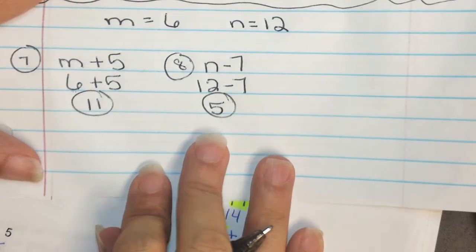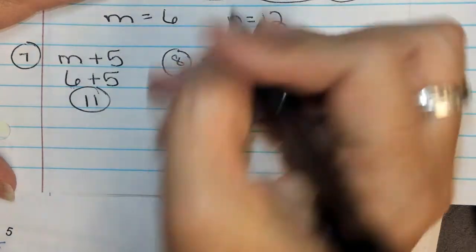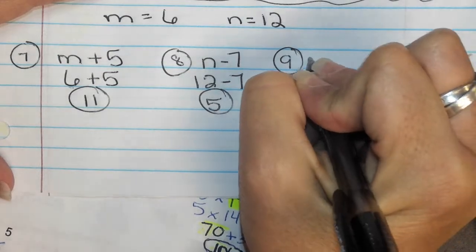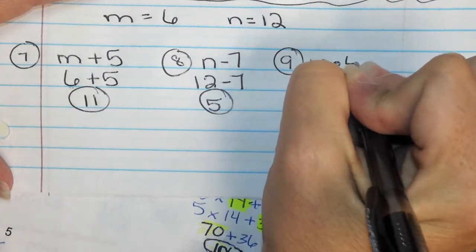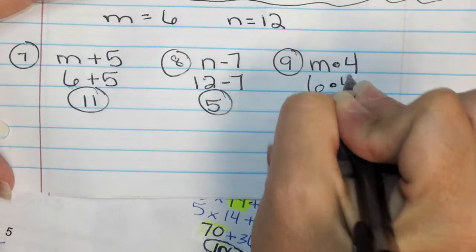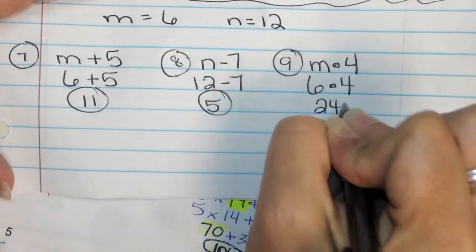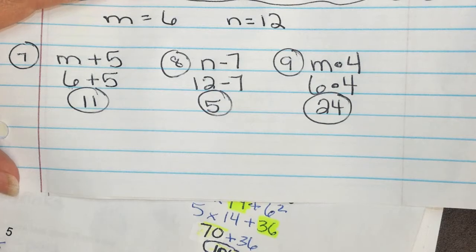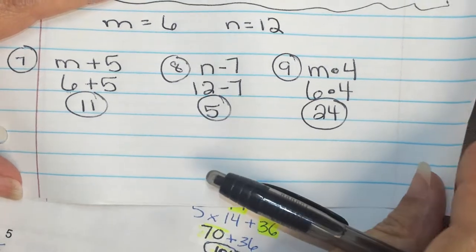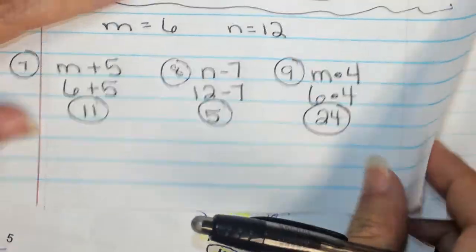I see spoons. Okay. Number 9, I've got m dot 4. Remember the dot means multiply. 6 times 4, and then that is 24. Take your work just nice, neat, and slow, and it will all work out for you. Okay. So go to number 10 now.